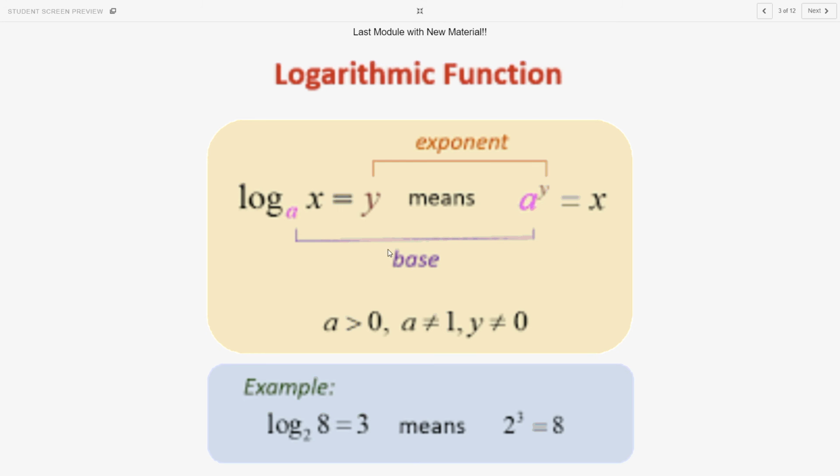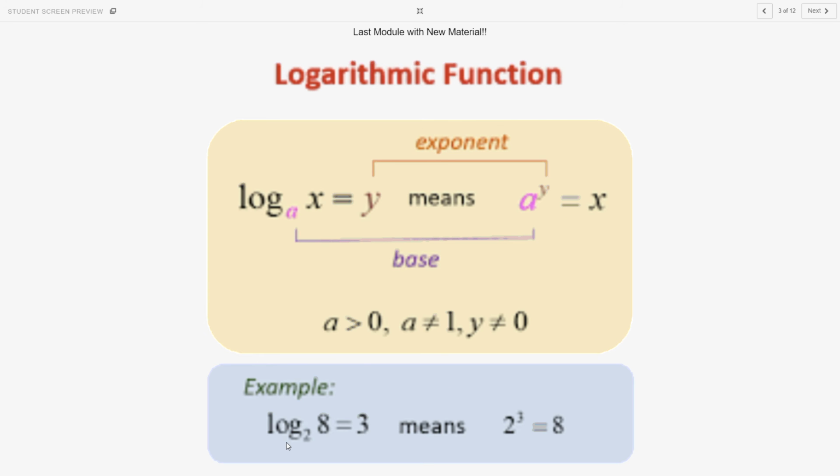You may see this lots of different ways. Sometimes instead of an a, they use a b. Sometimes they use different letters than x and y, but it's the same thing. The base of the log and the base of the exponent are going to be the same. The x is what it's equal to for the exponent, and the y is your exponent. So the log always equals the exponent.